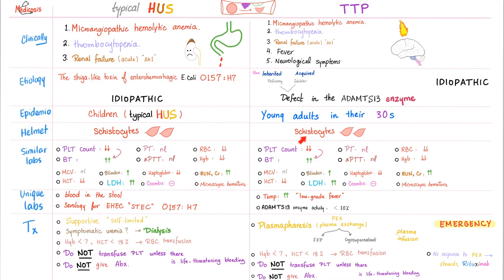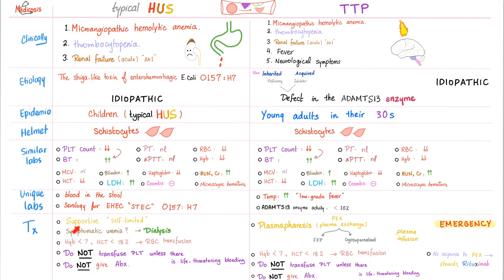Schistocytes are found in both. Lab results are very similar in either, but remember, blood in the stool is found only in typical HUS. Screening for the E. coli O157:H7 is only useful for typical HUS. How about TTP? The temperature is high, and this is unique for TTP. ADAMTS13 enzyme activity is low, and this is unique to TTP. Also, the acute mental status changes. This is unique for TTP.